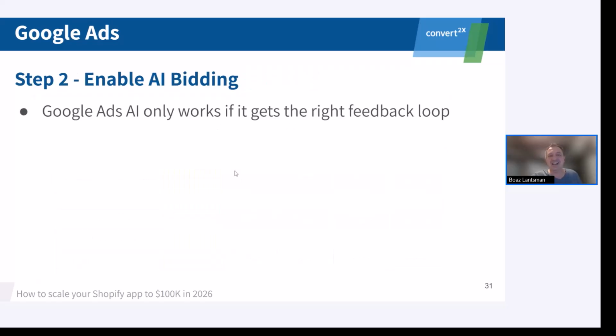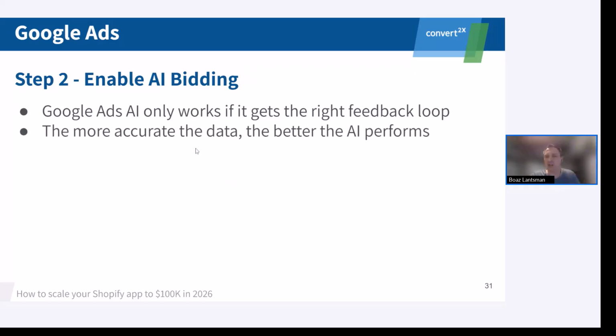So to explain this, Google Ads AI works only if it gets the right feedback, just like I said. And the more accurate the feedback, the better the AI performs. Keywords are not all created equal for specific apps. One keyword might have a lot of value, another keyword might have less value. And also whatever happens after the install is relevant.